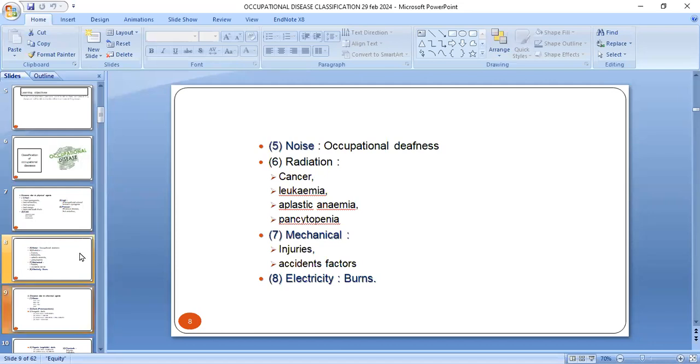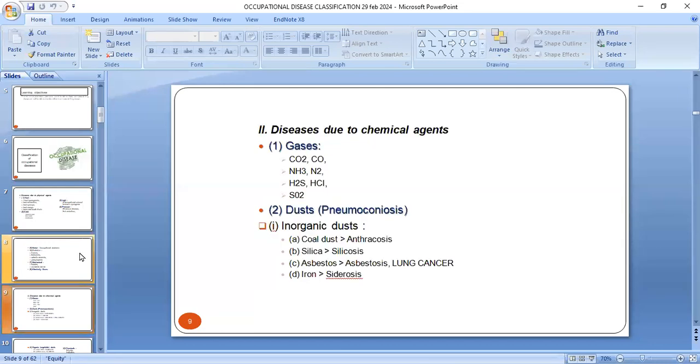Electricity can cause burns. Now, the diseases due to chemical agents. The gases that can cause illness are carbon dioxide, carbon monoxide, ammonia, nitrogen, hydrogen sulfide, hydrochloric acid, and sulfur dioxide. The dust that causes pneumoconiosis may be inorganic dust, which includes coal dust that causes anthracosis, silica dust that causes silicosis, asbestos dust that causes asbestosis and ultimately lung cancer, and iron that can cause cirrhosis.